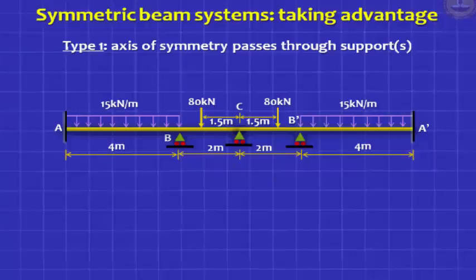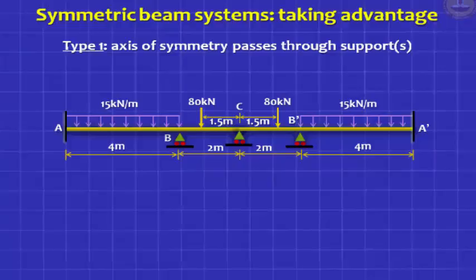So you've got a big problem. I want you to do this on your own. Okay, this, you've got 4 spans. EI is constant. You have an axis of symmetry through C, so you can simplify the problem.